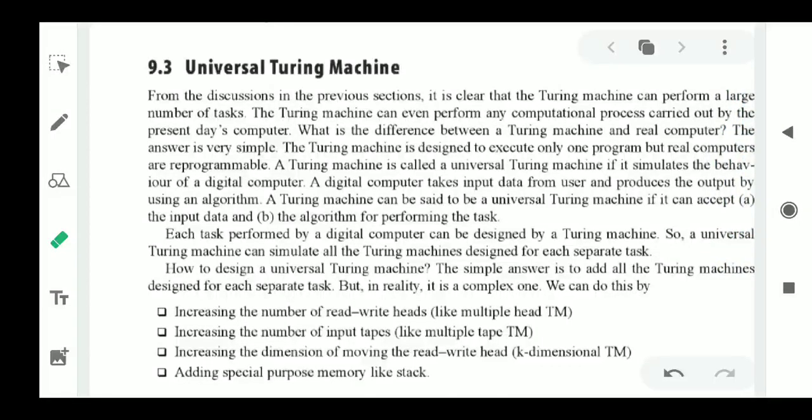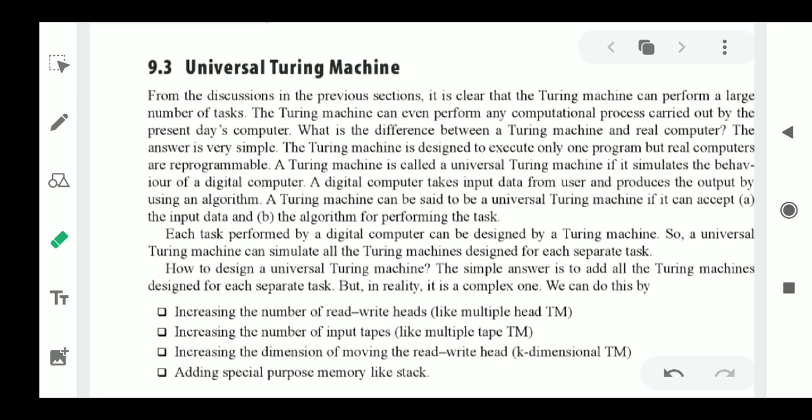In this video lecture, we are going to discuss the universal Turing machine. So, we will now understand what a universal Turing machine is. And before we understand the universal Turing machine, we must understand what a Turing machine is. We have seen that in the earlier classes.